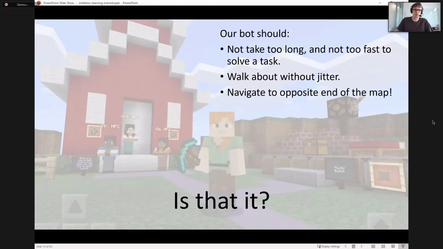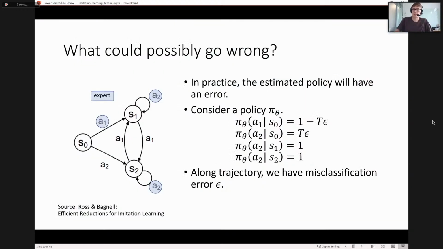So, we started with this list of things that we want. We want to have a behavior which doesn't take too long and doesn't take too short. We want to work naturally. We want to navigate the opposite end of the map. Well, is that it? Have we solved the problem? Is there anything more? And turns out that there is quite a bit more, and that is because that very simple method has issues, and things can go wrong. And the purpose of this slide here is to explain the class of situations in which things do go wrong.